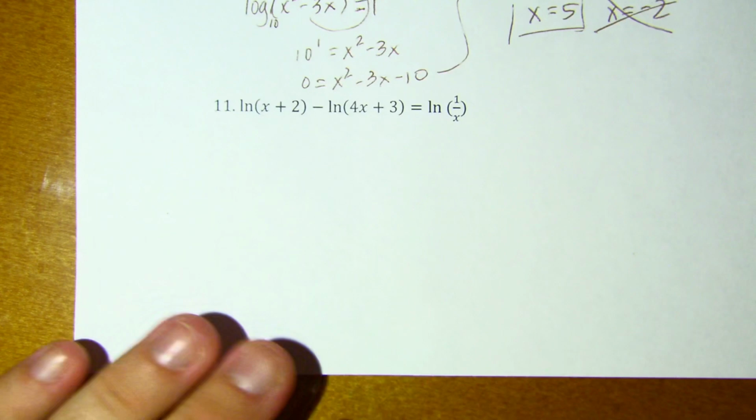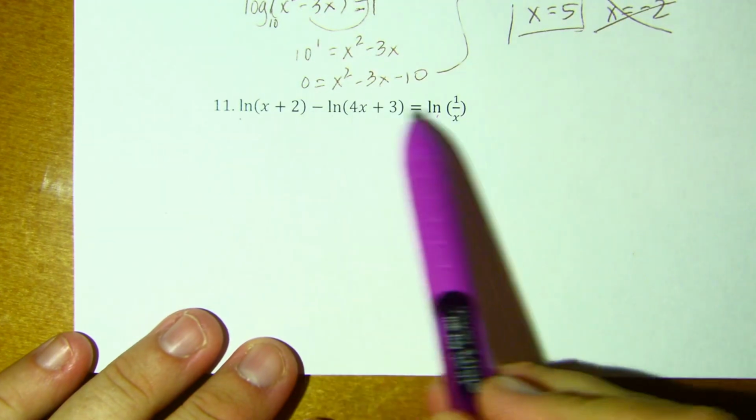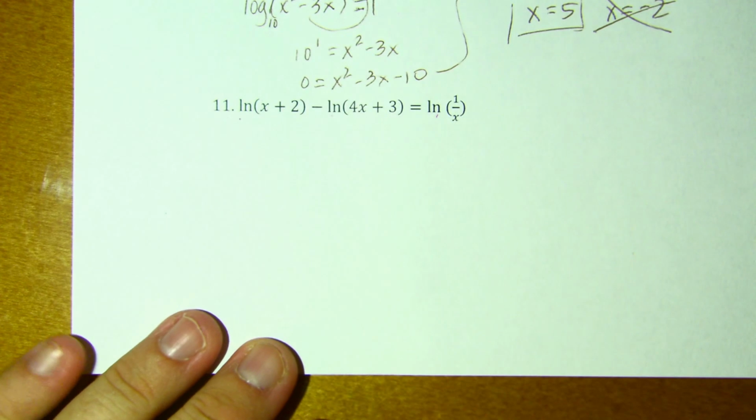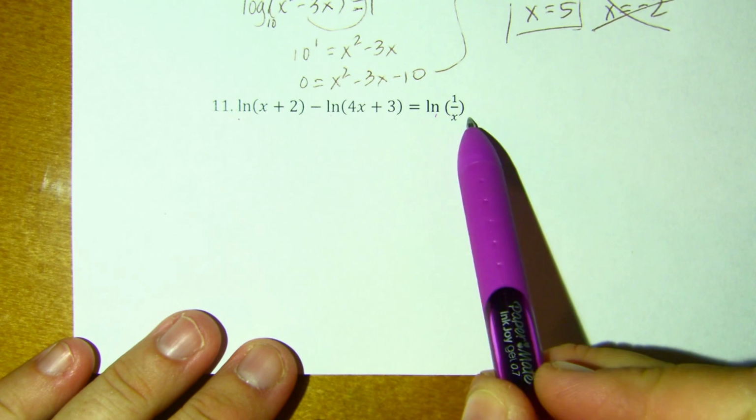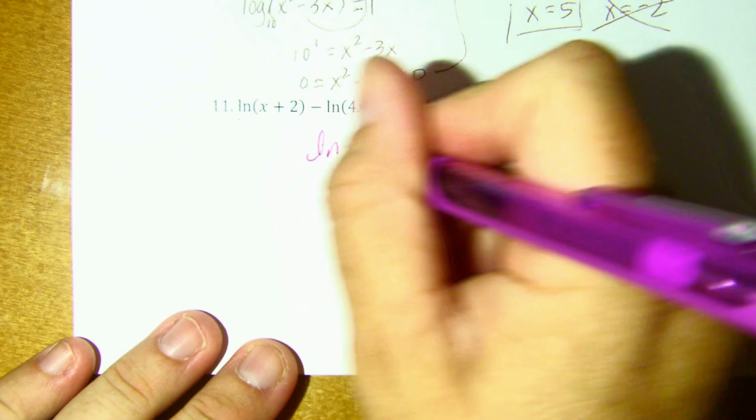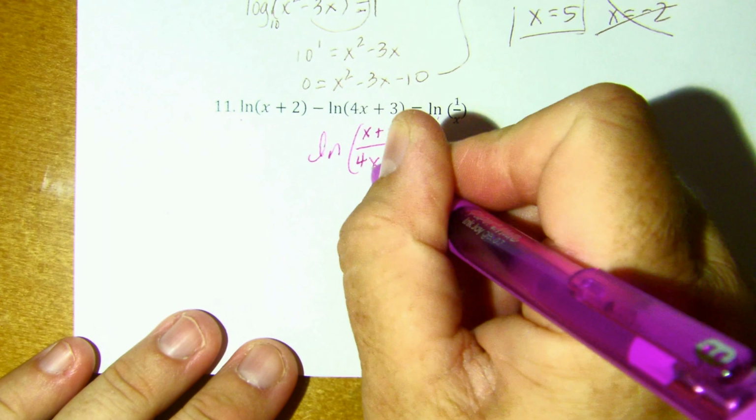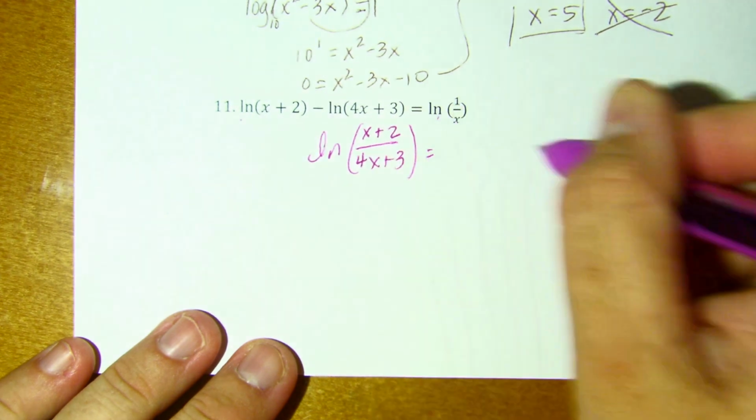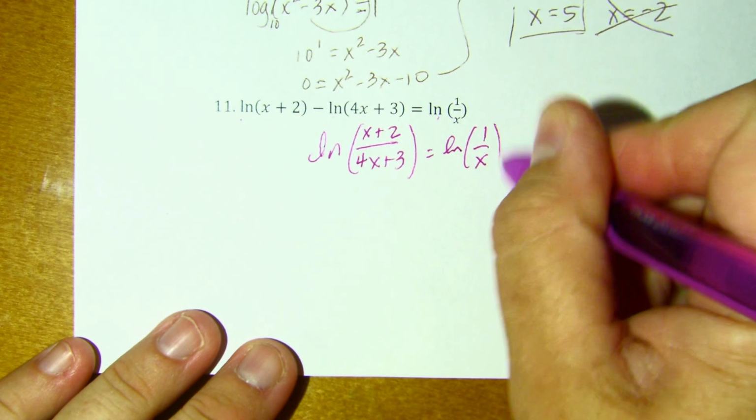One more, last example here. And here we have logarithm, logarithm, logarithm. There's logarithms on every term. And if that is the case, then what we want to do is have one logarithm on this side, one logarithm on this side, and set the insides equal. Subtraction condenses to division, so I can rewrite this as the natural log of x plus 2 over 4x plus 3. And then here, natural log of 1 over x.